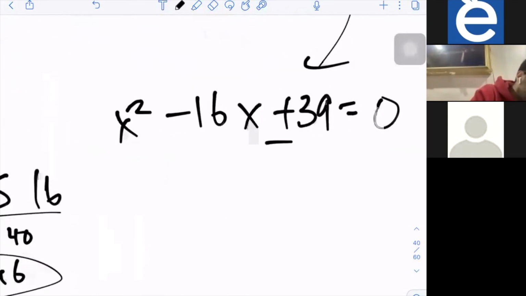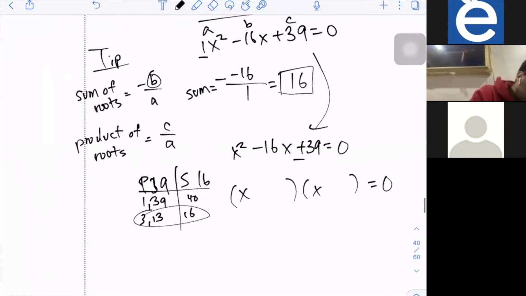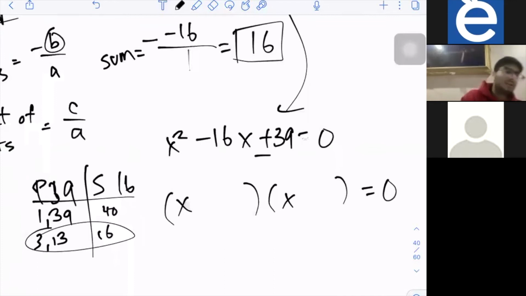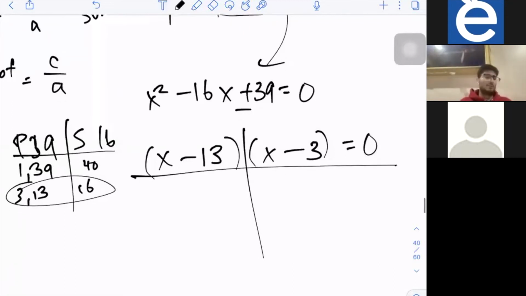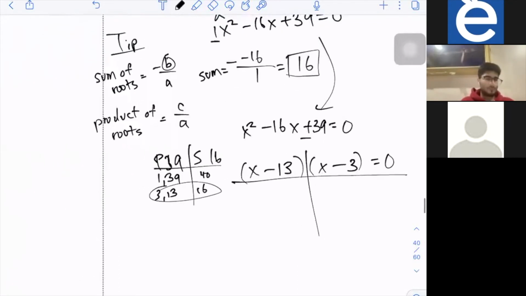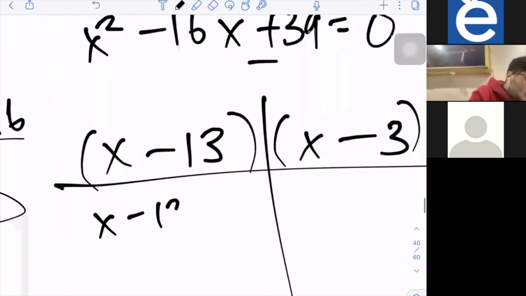And since we know it's minus, plus, the signs inside have to be minus, minus. And then the bigger factor goes in first. Then to solve the quadratic, you would have to make a table and set both equal to 0.